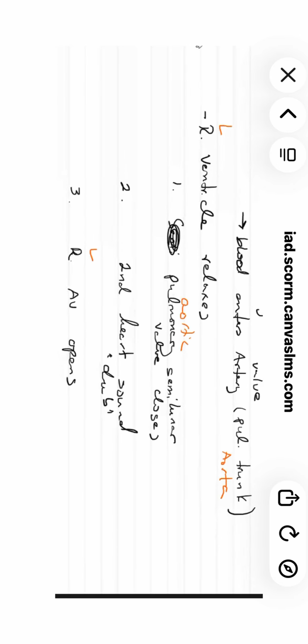The left ventricle is going to relax. The aortic semilunar valve is going to close. We get the second heart sound, and then the left atrioventricular valve, also known as the bicuspid or mitral, opens up again. And remember, this is happening at the same time on both sides.